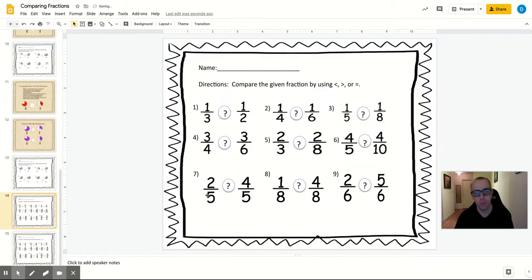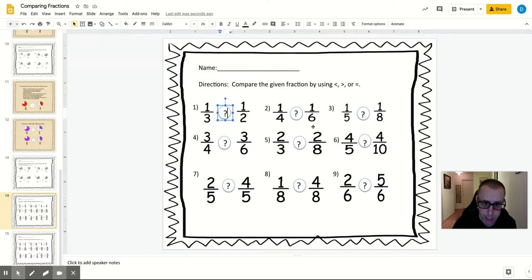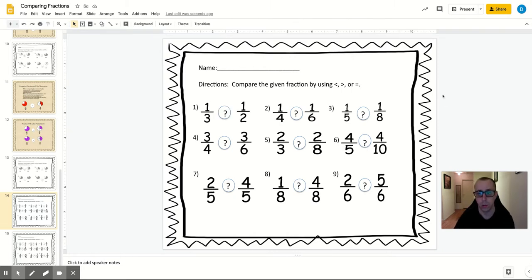So for today, you're going to work on this, okay? You see the question mark? You can click right after it. You'll see a text box. Backspace out of that question mark, and type in your greater than, less than, or equal to. If you look at the first row, you should see something similar about all these. They're all comparing your unit fractions.